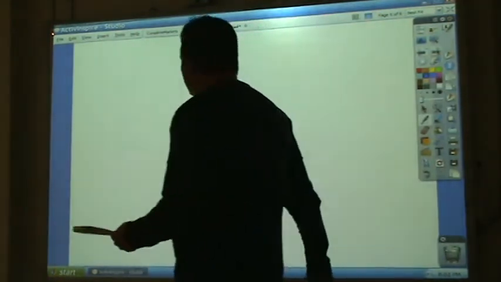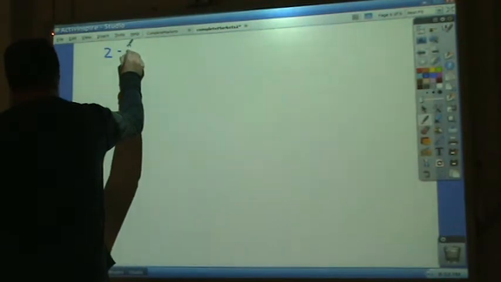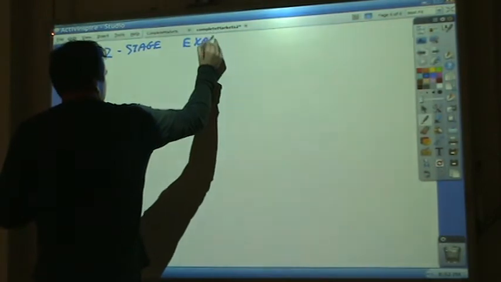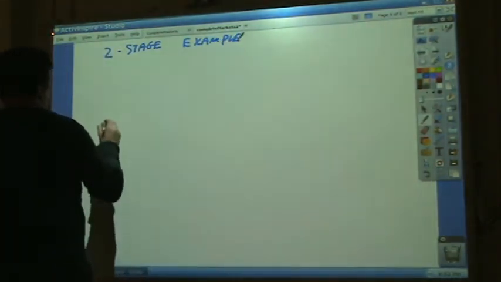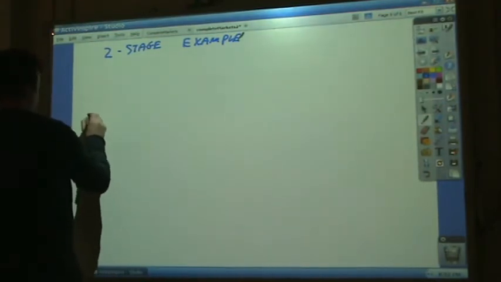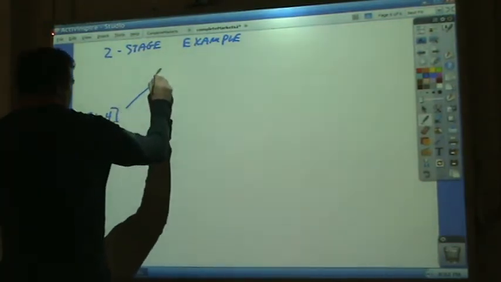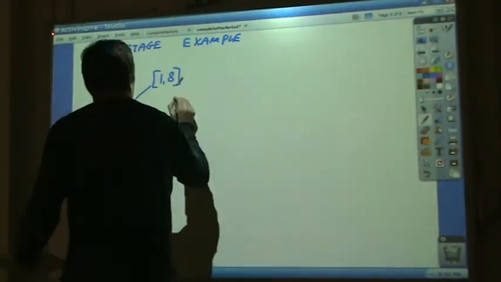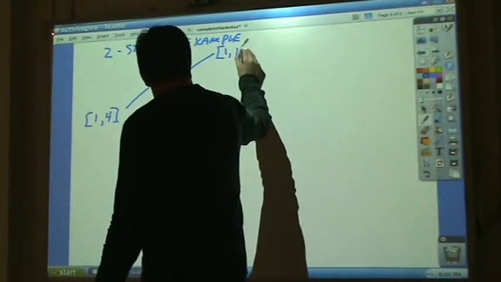Okay, and then I'll go over a two-stage example. Suppose we had two securities that are currently priced at $1 and $4, and 1 year later they could either be 1 or 8, and 2 years later they could be either 1 or 16.